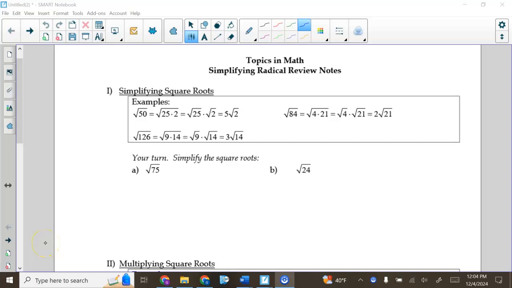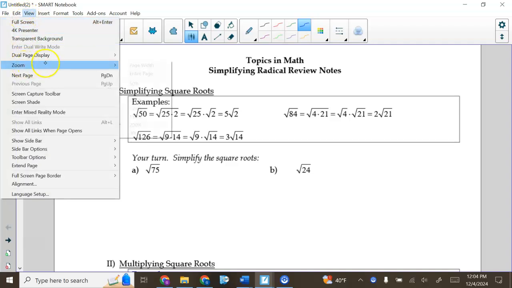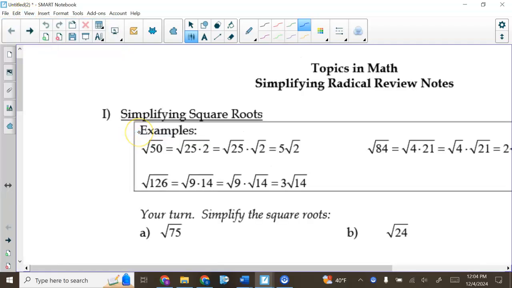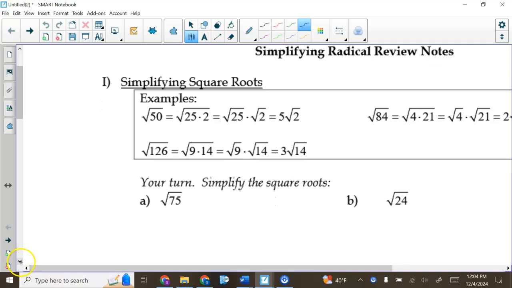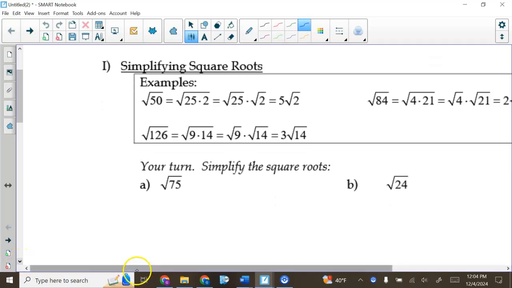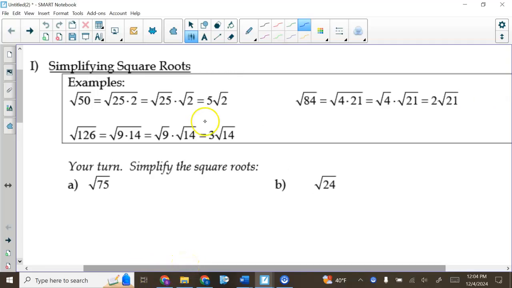Topics in math, simplifying radicals. All right, so we're going to go over a couple examples and then you guys can work on the assignment. There are already some examples done in the box here, but when you're simplifying radicals, you should have done this quite a bit in Algebra 1, Geometry, and Algebra 2. So hopefully this isn't new to you.